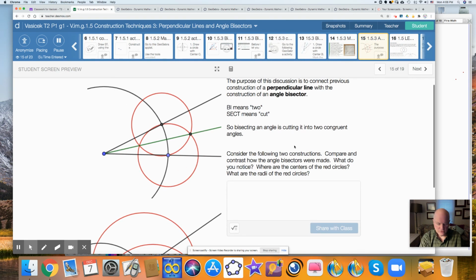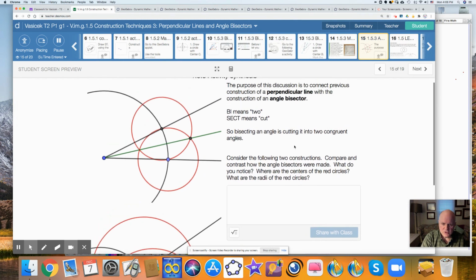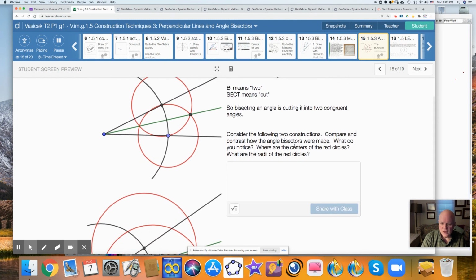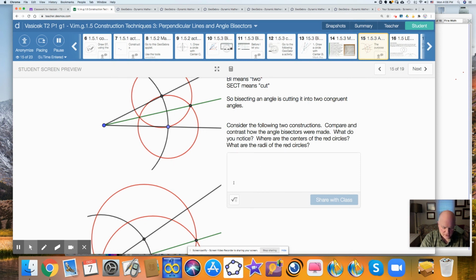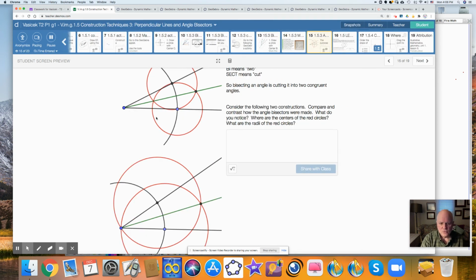This is the synthesis of this activity, and you'll notice we're supposed to construct a perpendicular line. We're also supposed to construct an angle bisector. And here I have 2 constructions of the angle bisector. The green line is the angle bisector. What's the difference between these two? How did I get these red circles? What did I use for my radius here? What did I use for my radius here? And why does it work? And so you can ask yourself those questions and ponder this a little bit further.